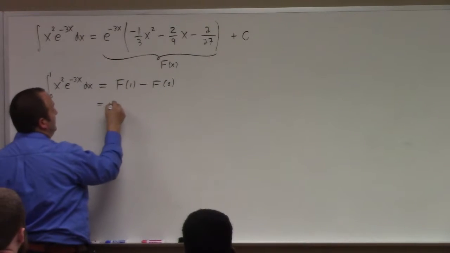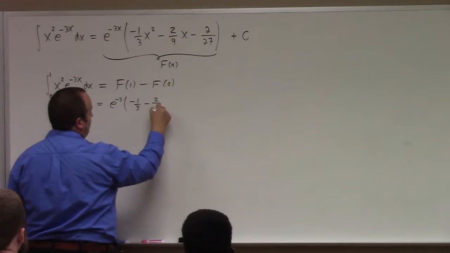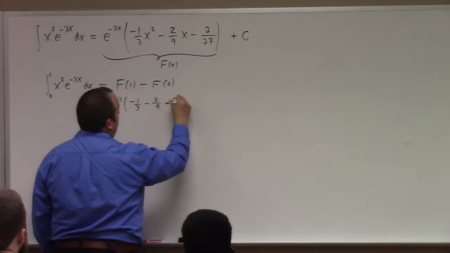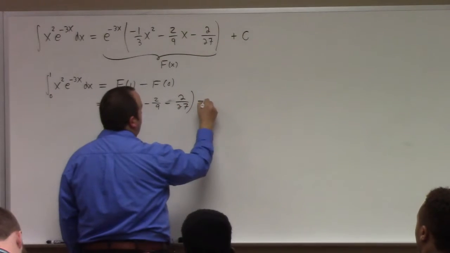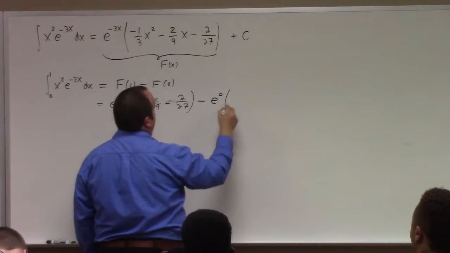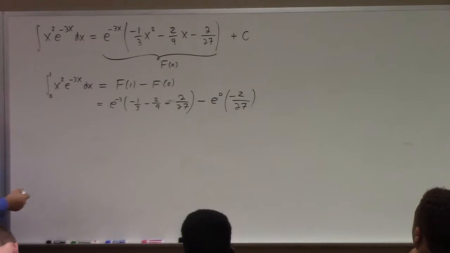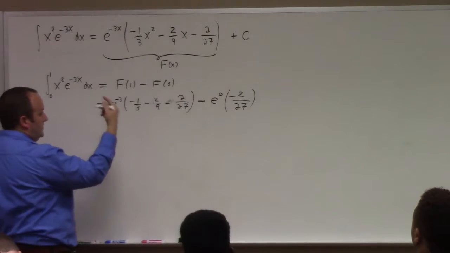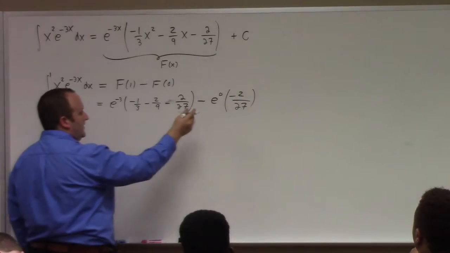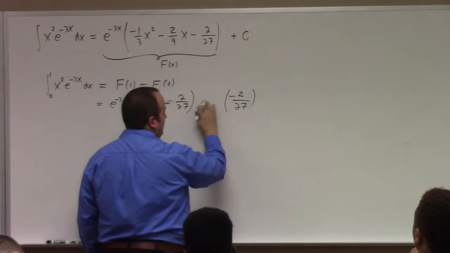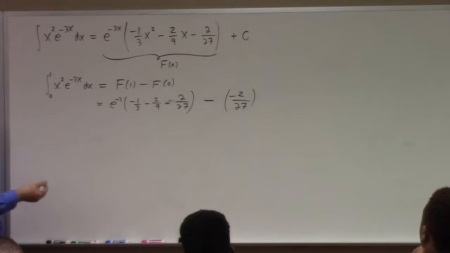Now, f of 1 is e to the minus 3 minus 1/3 minus 2/9 minus 2/27. And then minus f of 0 would be e to the 0, which is 1, minus 2/27, because x is 0. So this would be the integral from 0 to 1 of that function. You could clean it up a little bit, but I think that's good. I would want you to write e to the 0 as 1. That would be good.